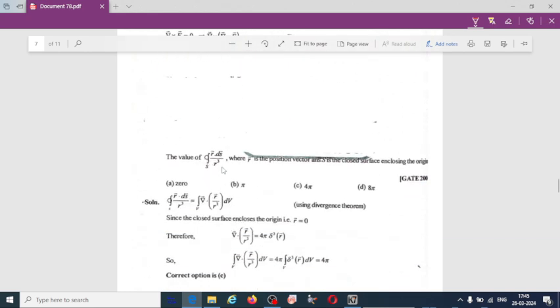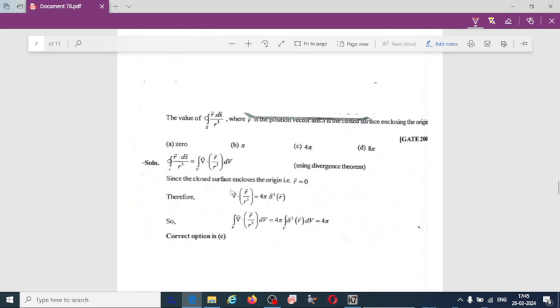The value of the integral of R dot dS by R cube, where vector R is the position vector and S is the closed surface enclosing the origin. So they have given here the integral of R divided by R cube. You should convert it into a volume integral. Del dot R by R cube is what? As I said, that is equal to 4 pi.